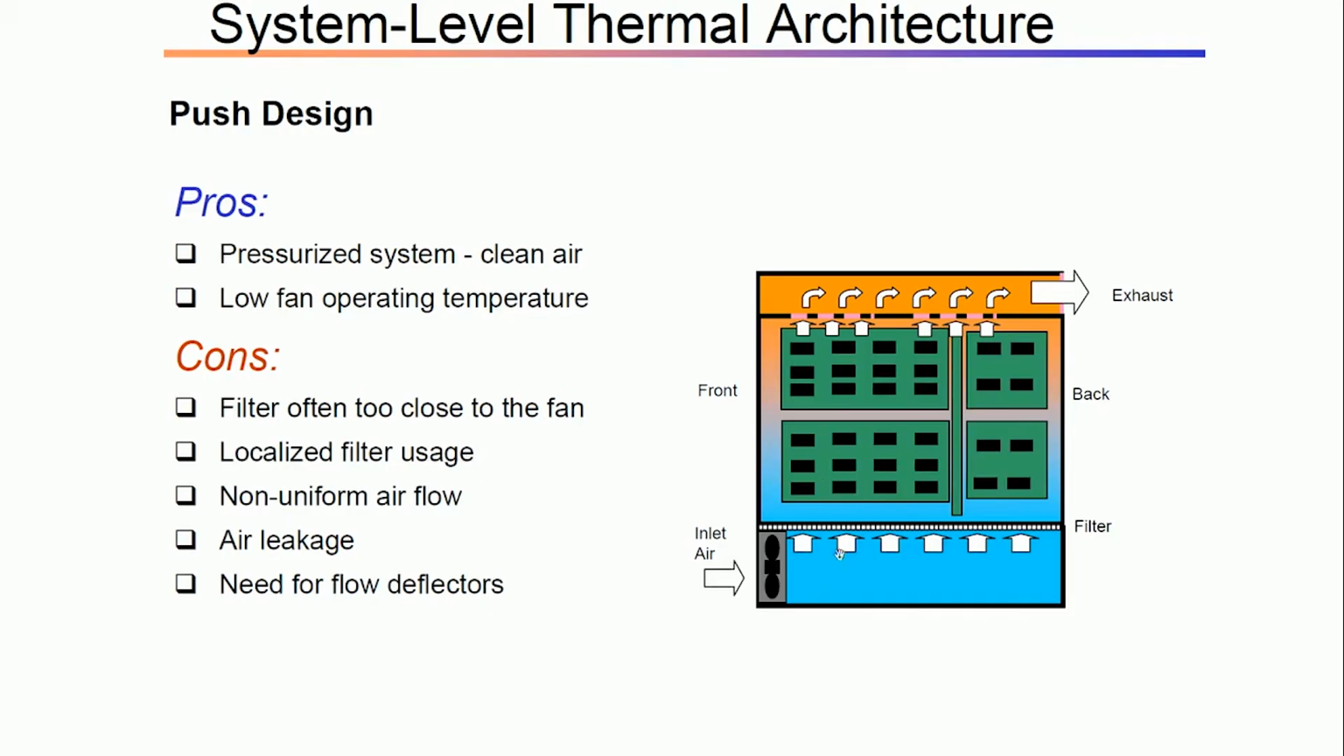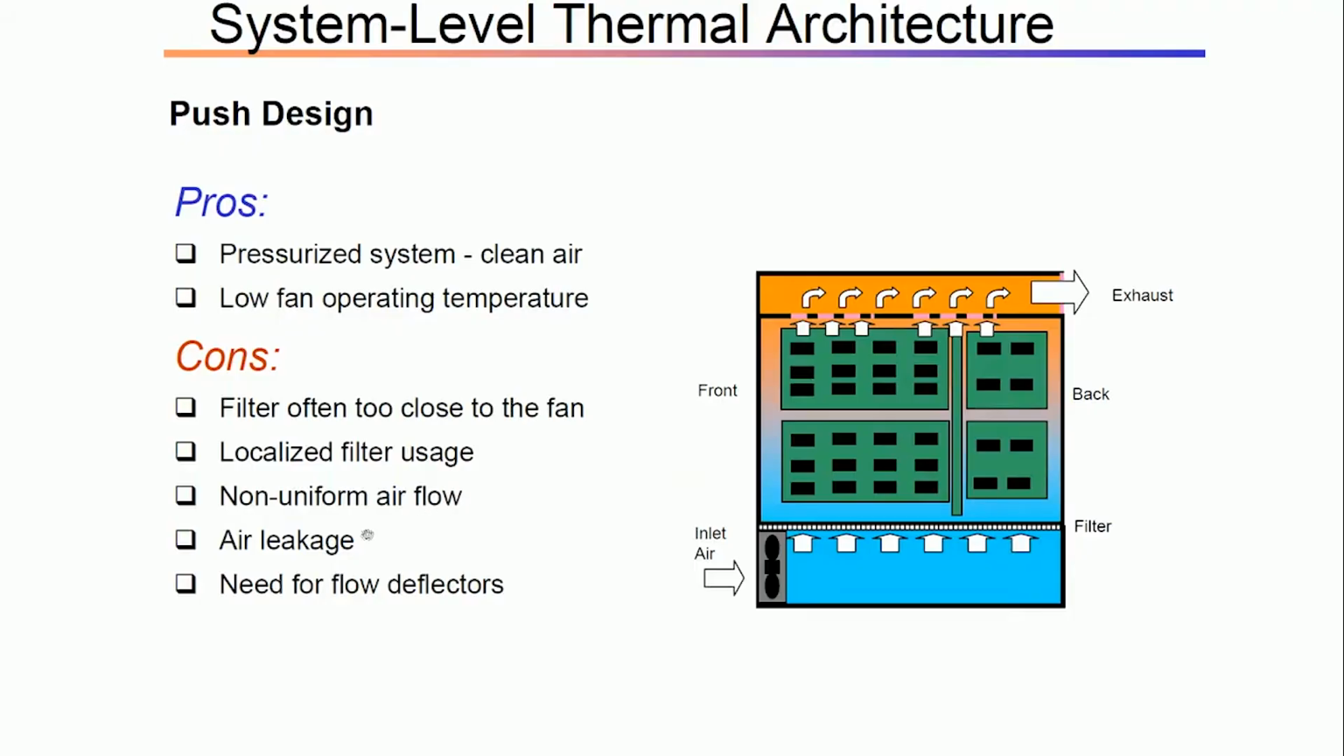Localized filter. So, if you have a square filter and you put a small fan in it, you will see that the air does not get enough gap for development of the flow. So, you will have a nice patch, and the remaining will still not be useful. Then you have an air leakage issue here.